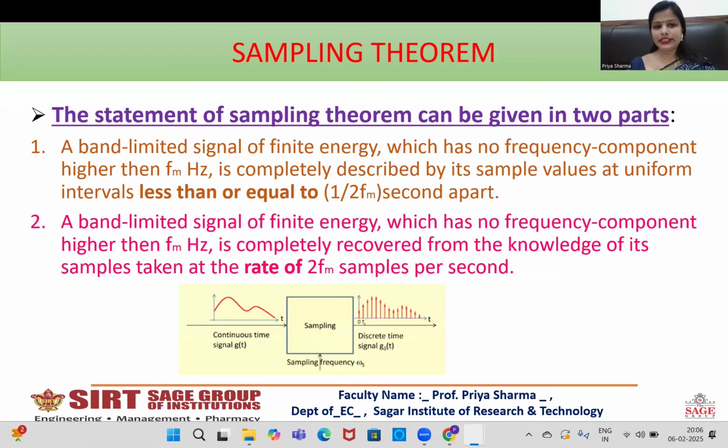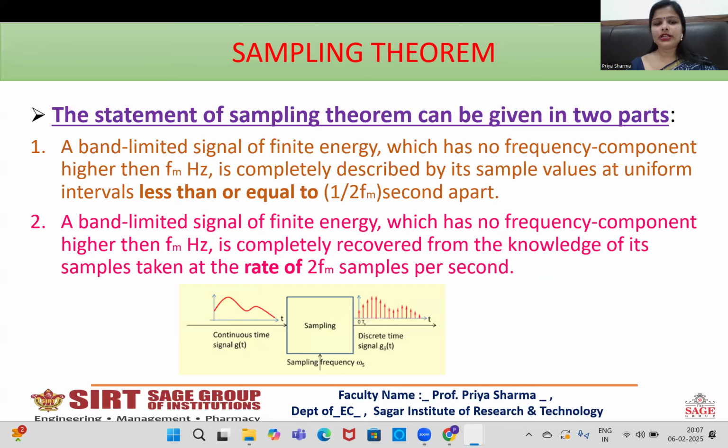So what is the sampling theorem? The statement of the sampling theorem can be understood by two points. First, a band limited signal of finite energy that has no frequency component higher than fm, where fm is the maximum frequency of the signal, is completely described by its sample values at uniform intervals less than or equal to 1 upon twice of the maximum frequency of the signal, in seconds.